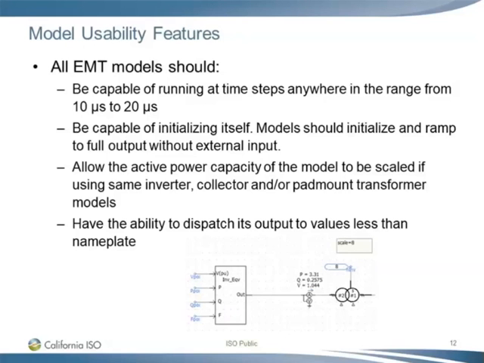We also want the EMT models to have the ability to dispatch its output values to less than nameplate. This is different from scaling the pad mount transformer because we want to be able to adjust the P output of the generator model without adjusting the scaling of the pad mount transformer. Typically, the way that we've seen this being done is that there is an adjustable PGen in the PSCAD model, which is taken by the power plant controller and used to adjust the inverters to provide coordinated control.